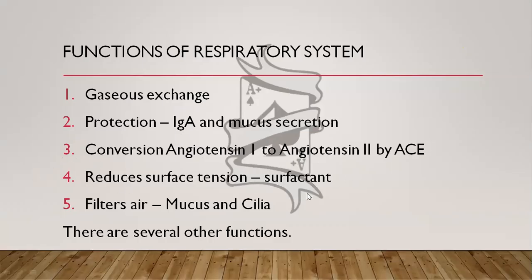It reduces surface tension via surfactant. You should have been exposed to surfactant by now. Surfactant is produced by your alveolar type 2 cells within your alveoli. Surfactant is very important. Without surfactant, you will not live. We will cover surfactant towards the end of this lecture. And also it filters air, right? And again, it has the mucus and it has cilia. Yeah, great. So you did cover that.